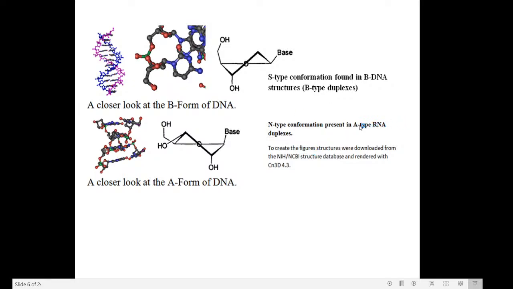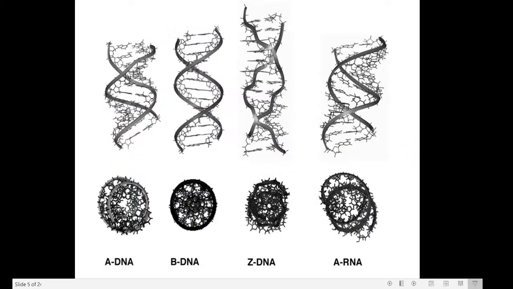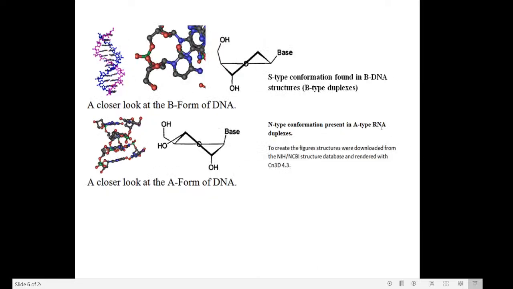Here you can see the second one, DNA and RNA. It's all about the A form. DNA and RNA both have the A form. You can see here the RNA also has the A form. RNA and DNA both have the A form, but DNA alone has the B form. So they mention the B form only for DNA.